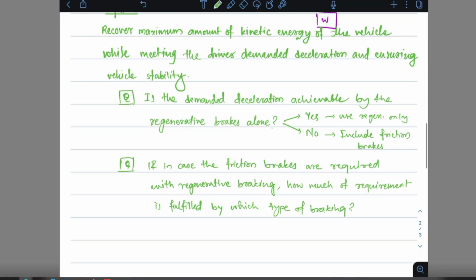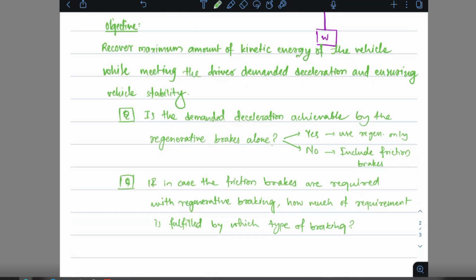But meeting our simple objective of recovering maximum amount of kinetic energy of the vehicle while meeting the driver demanded deceleration and ensuring vehicle safety, these two things alone, I mean, we cannot directly achieve it. Each component in the system would have a say in how this process would follow.